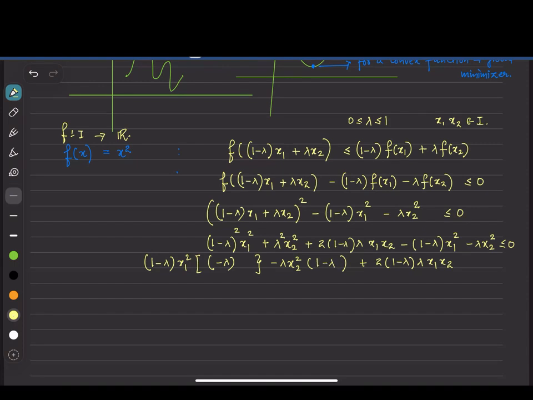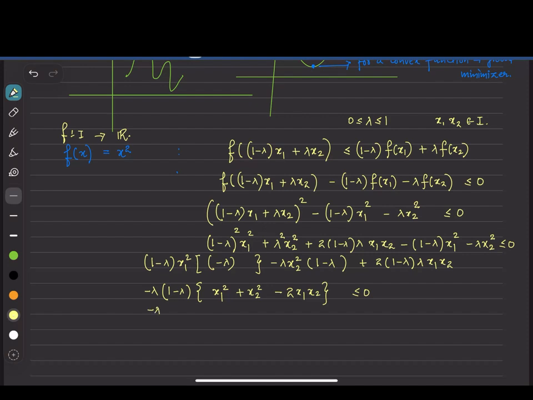Now you can take 1 minus lambda into minus lambda common from the first two terms, so x1 square plus x2 square comes common from here. Now the same term is here also but with a negative sign, so common comes -2 into x1 into x2. We need to show that this is non-negative.